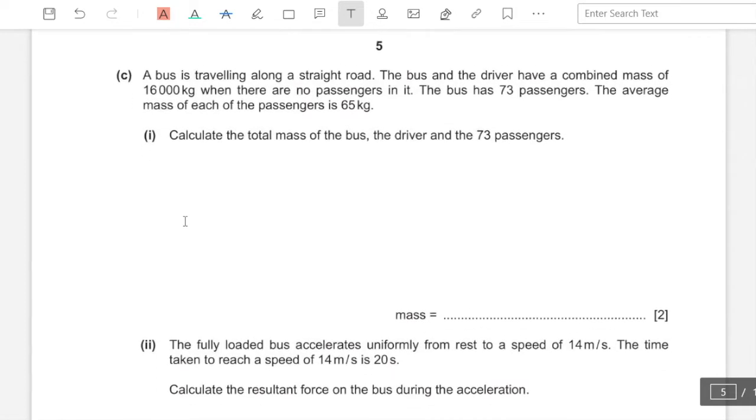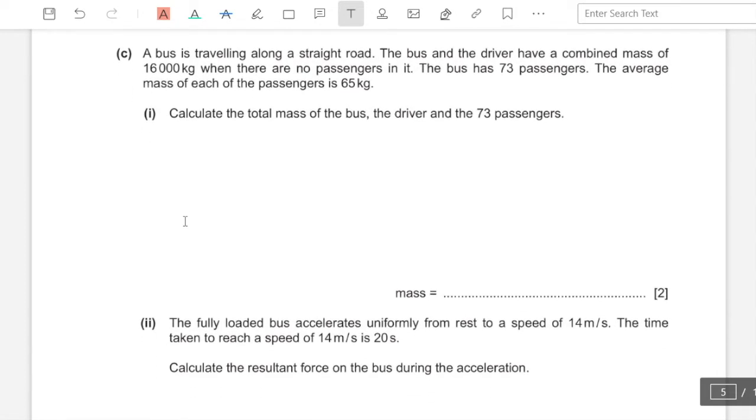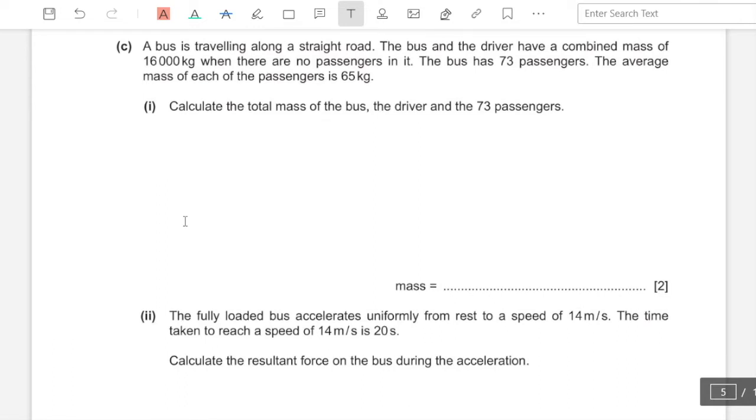C. A bus is traveling along a straight road. The bus and the driver have a combined mass of 16,000 kg when there are no passengers in it. The bus has 73 passengers. The average mass of each passenger is 65 kg. Calculate the total mass of the bus, the driver, and the 73 passengers.